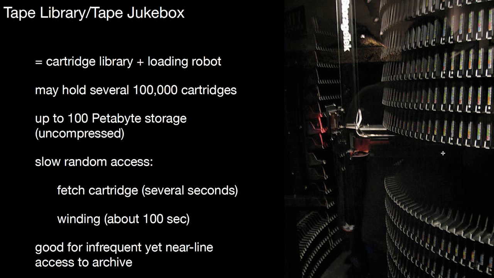In contrast to a standard library, recall that in a standard library, there would be a human involved. So if you want to have a specific cartridge that's not connected to such a jukebox, then you have to ask some human. You have to phone up some human and say, hey, I need that cartridge. Go down in the basement and put it in the tape reader. And that would be even slower than this one. So a tape jukebox is a little faster than asking a human to fetch the cartridge and put it into a certain tape reader. So therefore, this is good for infrequent yet nearline access to an archive.